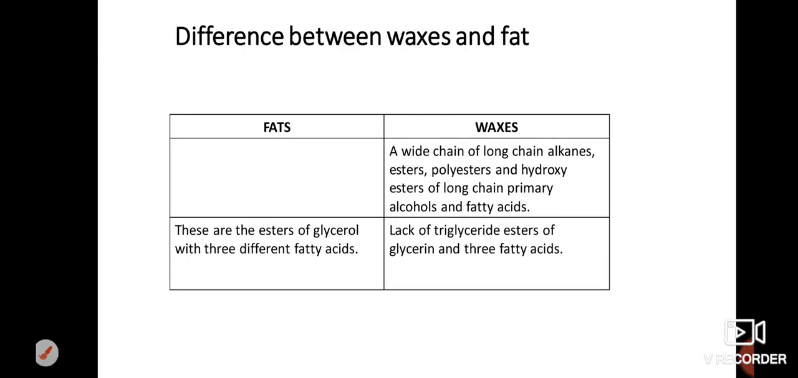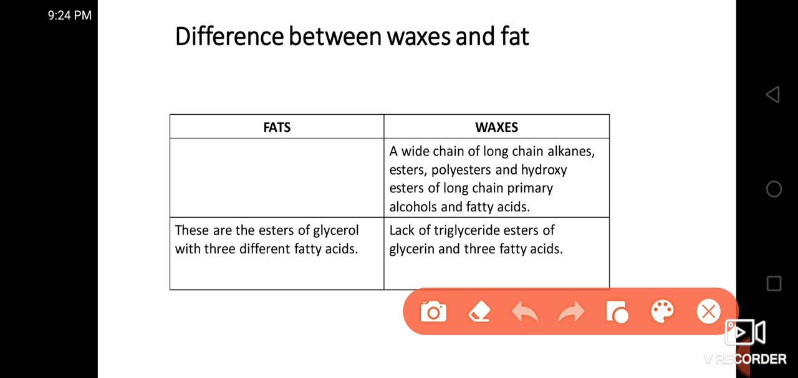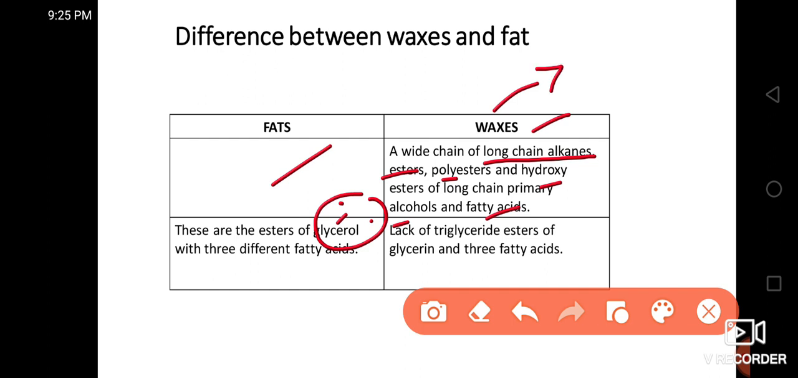So at the last we discuss the difference between wax and fat. This is not the difference between fat and oil; we saw that earlier. Now we are going to see the difference between wax and fat. The first difference is that fats are esters of glycerol, they have the alcohol glycerol in them, while waxes have long chain alkanes, esters of a long chain alcohol with fatty acids. So the alcohol is other than glycerol.